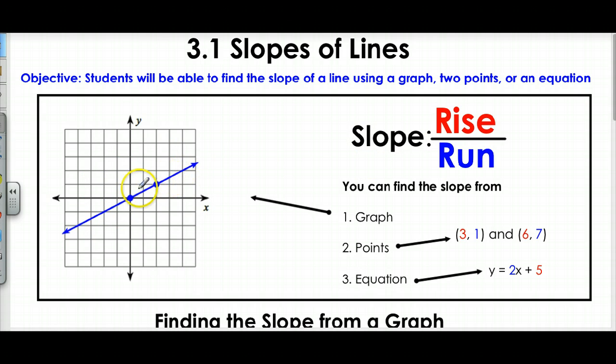So if I want to find the slope, I count the rise, 1, and then I count the run, 1, 2. So I have a rise over a run. So for example, here we have a slope of 1/2.